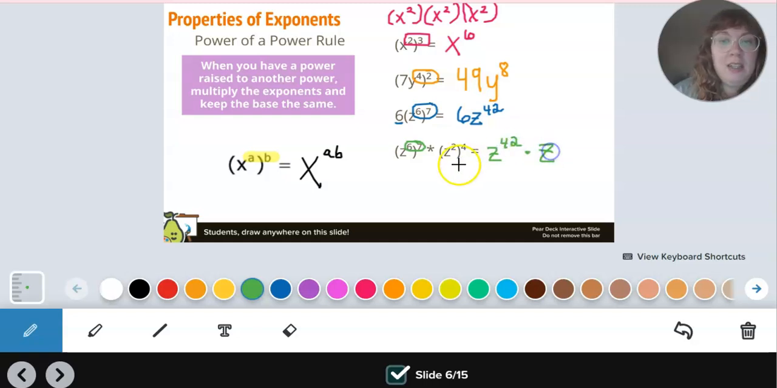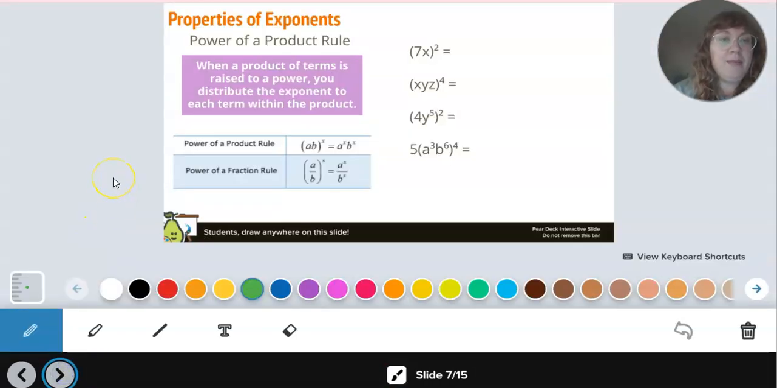Times z squared raised to the 4th power. 2 times 4 is 8. And now we can combine this using our past property of product. When they're multiplied, if they have the same base, we add them. 42 plus 8 is 50. So that just combined two different exponent properties. So that gets us a z to the 50th. Beautiful. Slide 7 when you're ready.